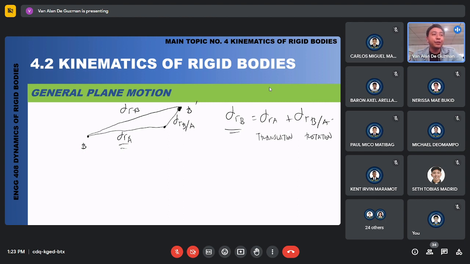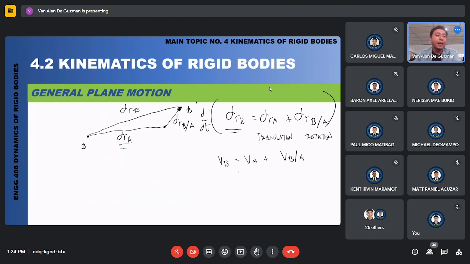Yung ating working equation, dito na magsisimula. This one is changes in position. Ano yung sinabi natin? If we take the first time derivative ng change in position, ano yung makukuha natin? D over dt ng ating change in position vector B. So that is velocity yun, di ba? So we are left with V sub B is equal to V sub A plus V sub B relative to A. Ito na po yung ating working equation.